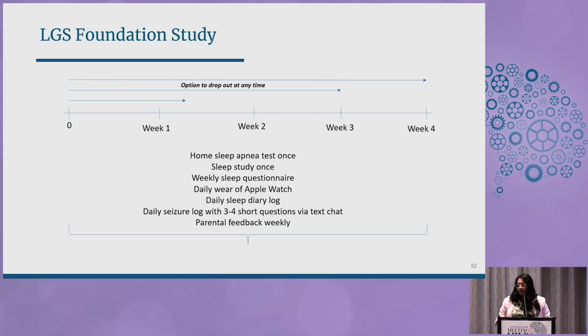In our study, which the LGS Foundation is going to fund, we are hoping to answer some of these questions. We would like to see how feasible and applicable these sleep measurement methods are to people with LGS. What we propose is a lot of different types of measurement, home sleep apnea tests, sleep studies, questionnaires, but no core body temperature, no melatonin level, so that's good. Wearing a wearable device, which will be an Apple Watch in our study, doing some seizure logs, providing parental feedback very regularly.